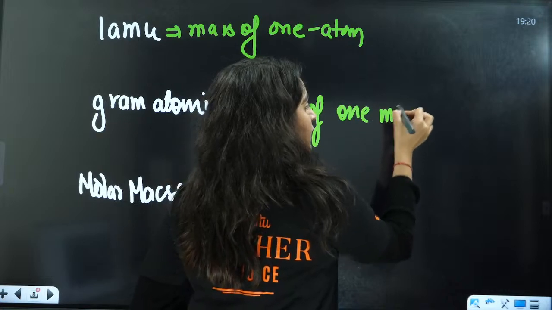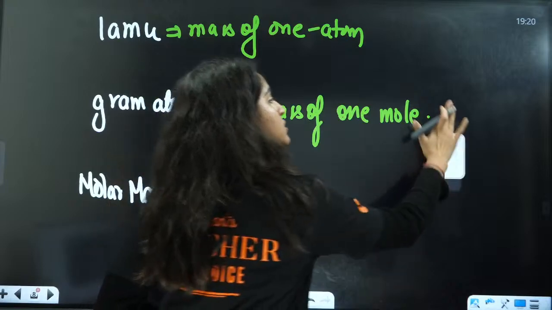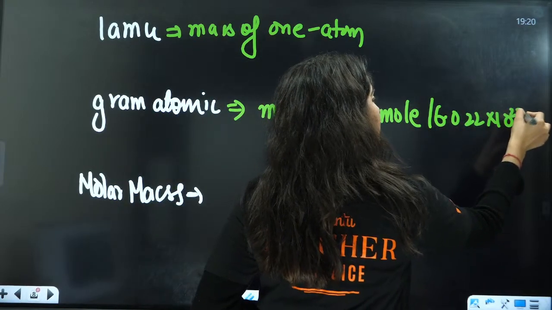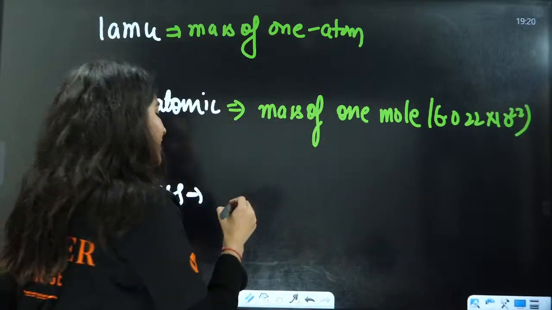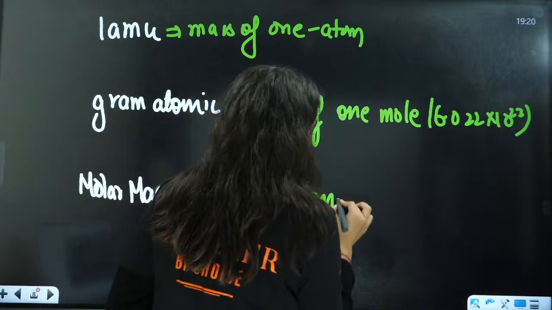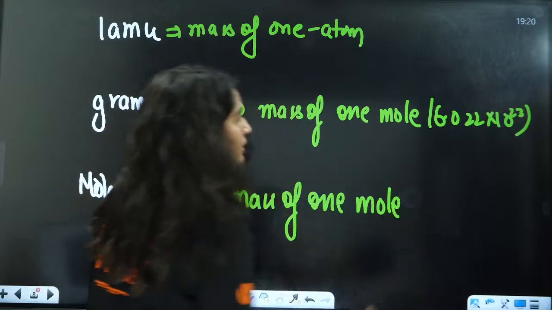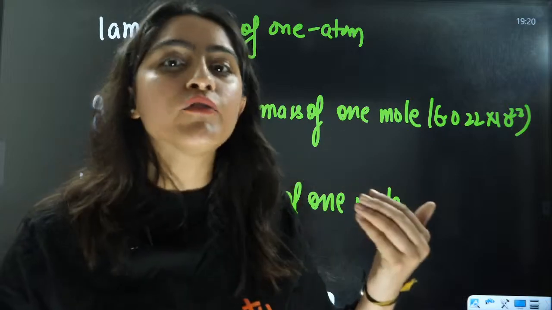1 mole. If I am talking about 1 mole, it means 6.022 into 10 raised to power 23. This is 1 mole. If I am talking about molar mass, again it is the mass of 1 mole. Right?